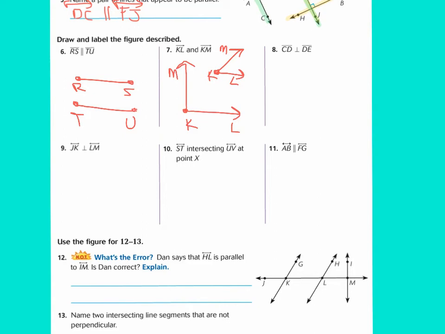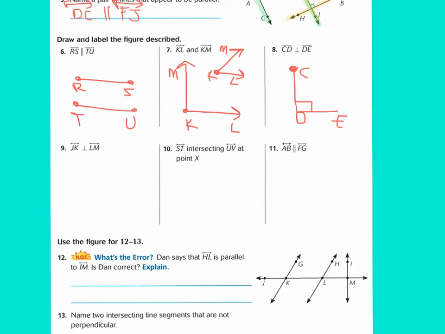Number 8, we have line segment CD is going to be perpendicular to line segment DE. So maybe you drew something like this. We have C, D, and then we have D, E. This should be erased a little bit. And this should be a right angle here.